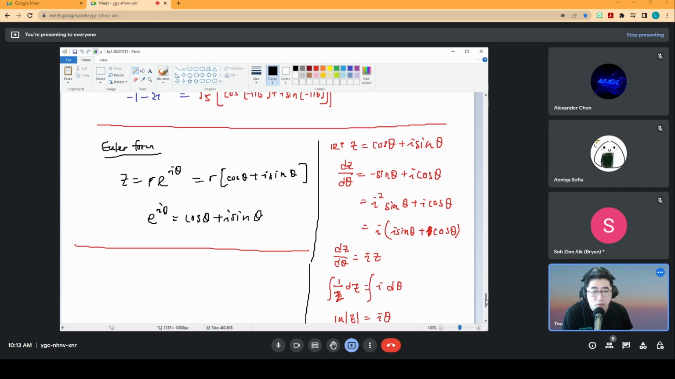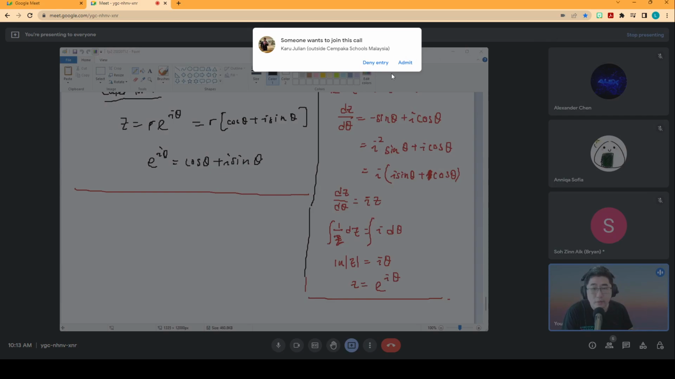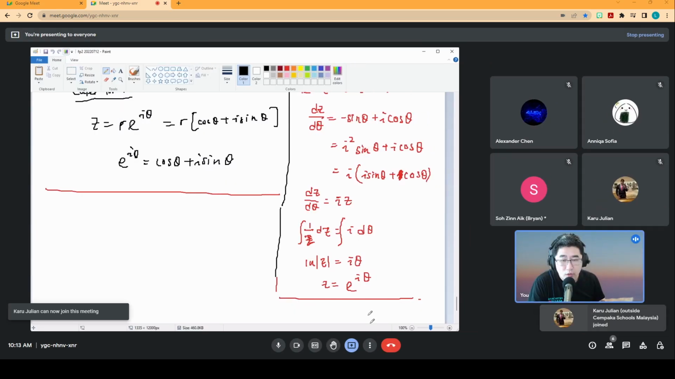Then from integration, we bring the z to one side and the rest on the other side. We have ln z equals i theta. At this moment, we ignore the plus c. Then from here, we have z equals e to the i theta.